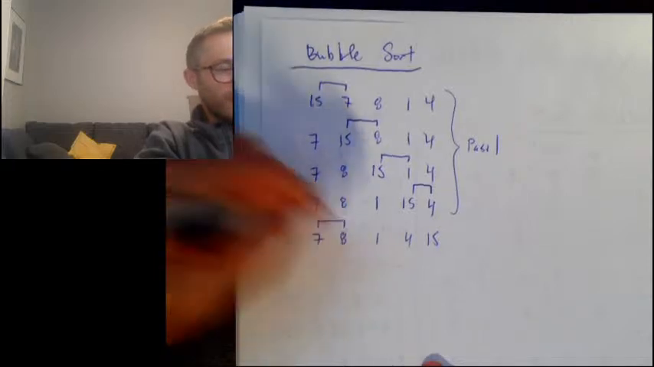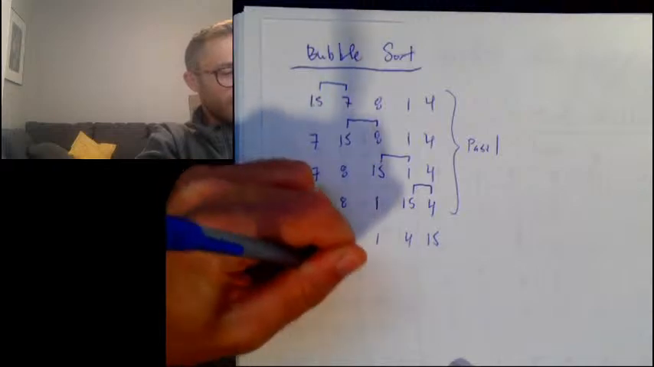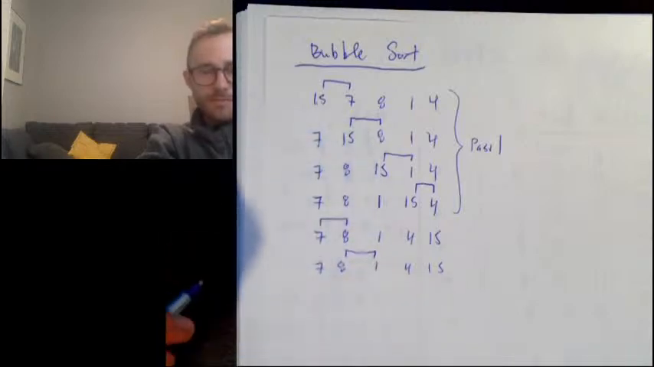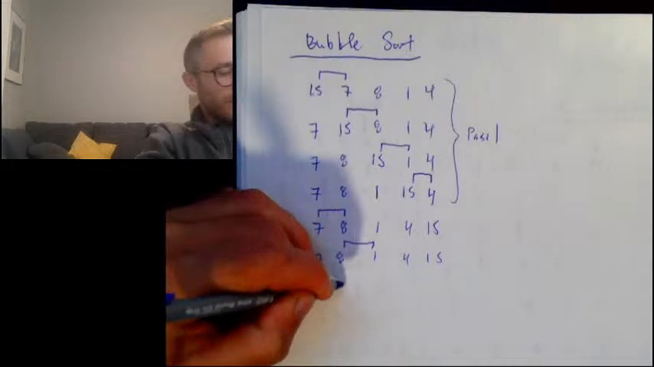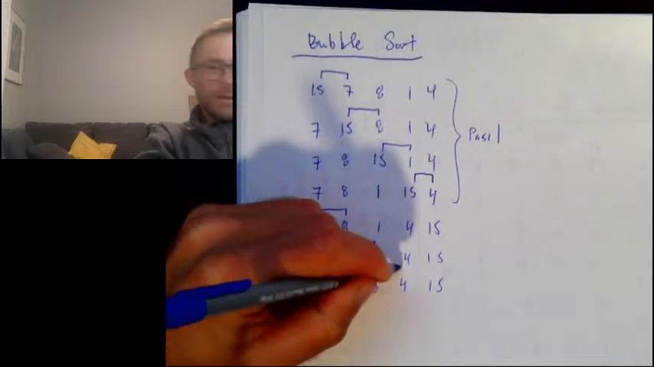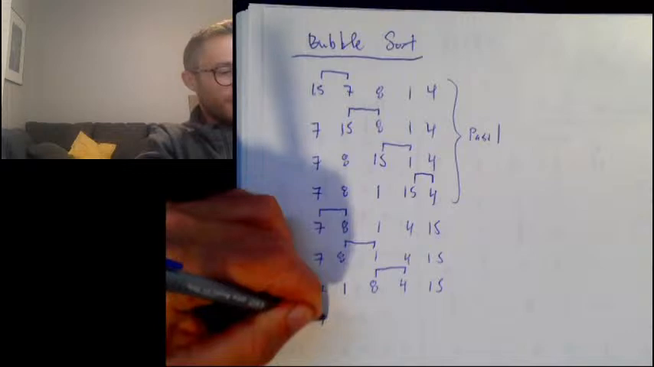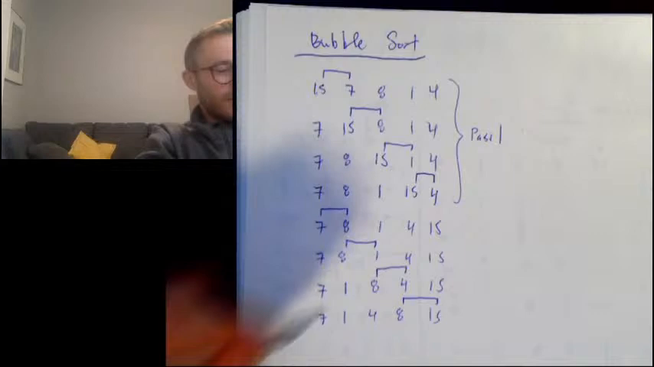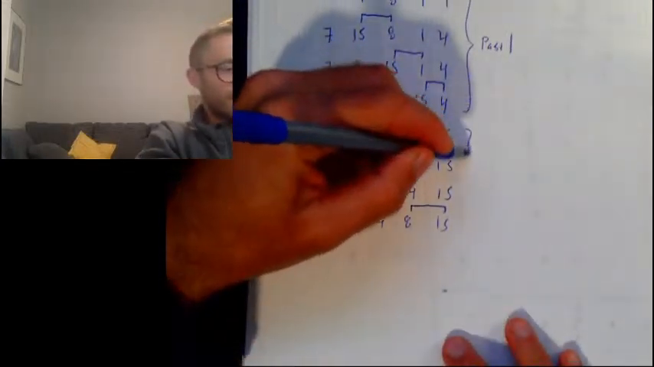So I compare 7 and 8. That's in order, so I don't have to do a swap. So I have 7, 8, 1, 4, 15. Then I compare 8 and 1. 1 is less than 8, so now I have to swap those. Now I'm comparing 8 and 4. Those are out of order, so I swap them. Now I compare 8 and 15. That's in order, so no swap is required. Okay, so that was pass 2.